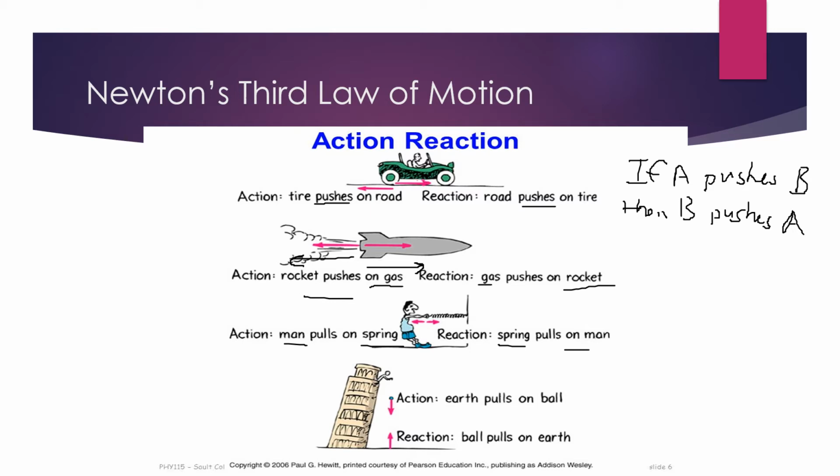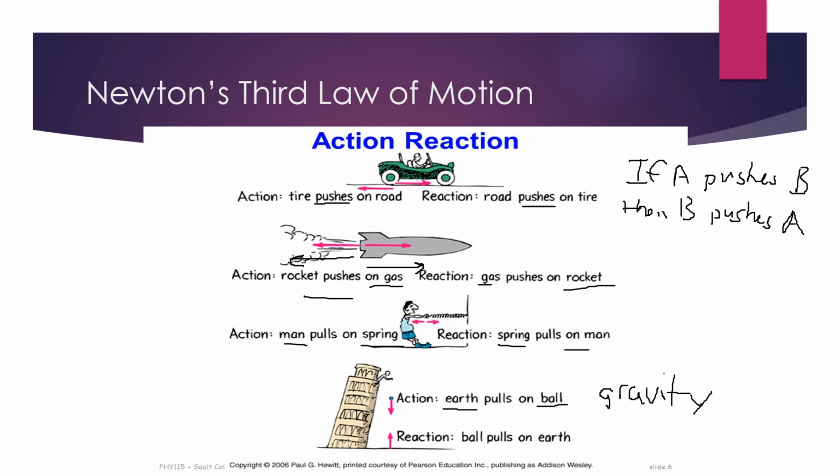Now, the thing that I want to bring up that's a little bit confusing, and doesn't make a lot of sense, is if you drop a ball from a building, we all agree that the earth pulls on the ball. We call that gravity. That is the earth pulling on the ball. But the earth can't pull on the ball unless the ball pulls back on the earth.